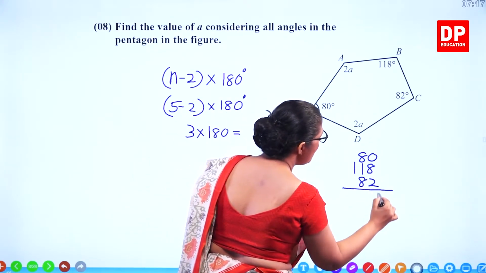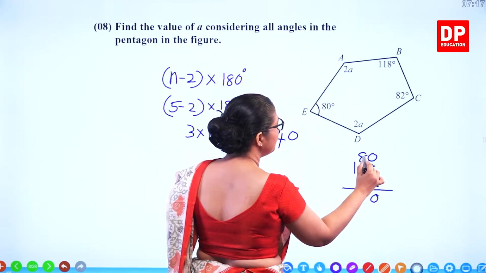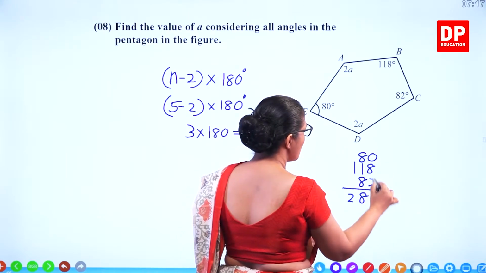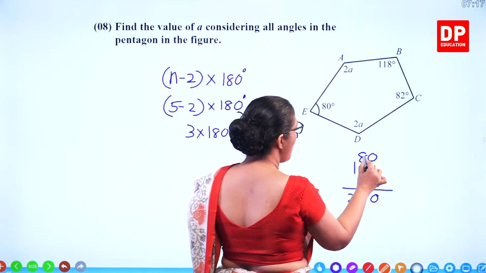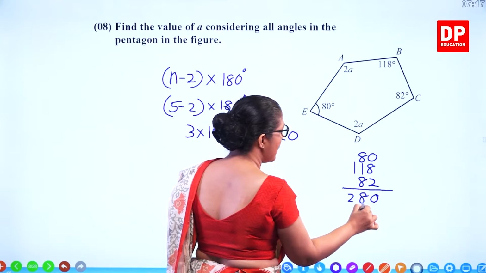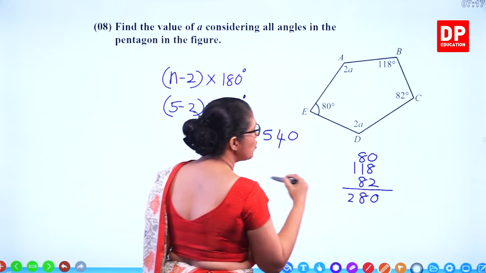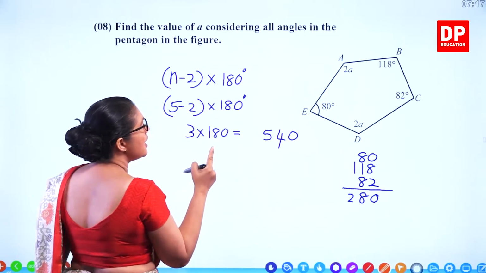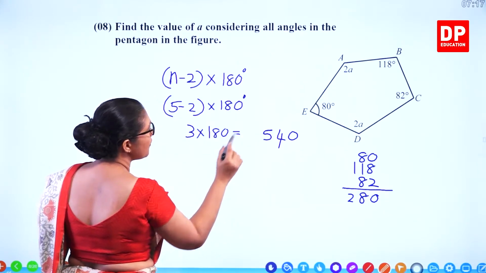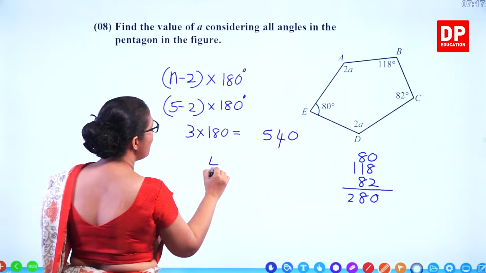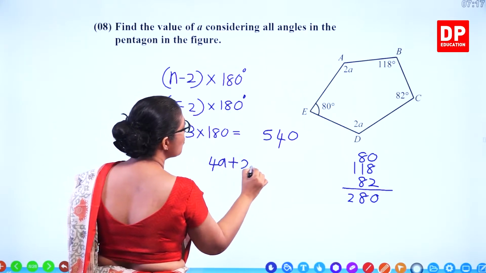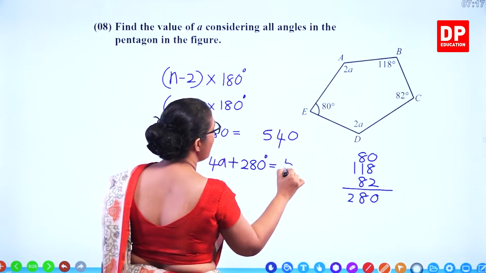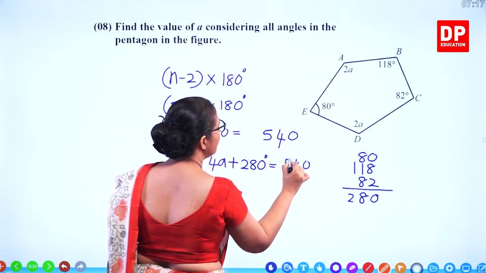When you add it, 280. So 8 plus 2, 10. 1 remain. 9 plus 10, 18. And 1. 280. So 280 is the total. So 2a and 2a, you get 4a. 4a plus 280 is 540. Now subtract.